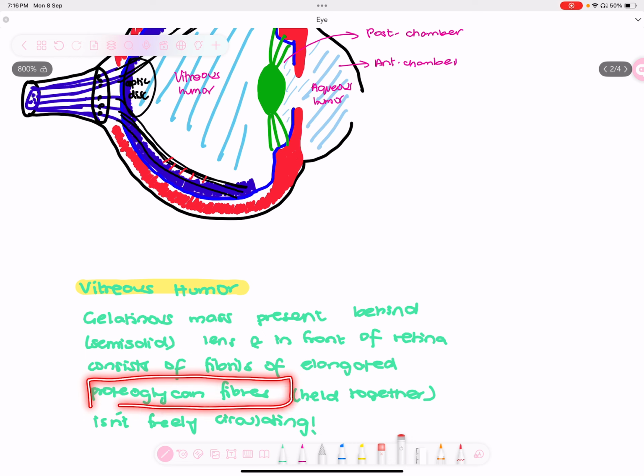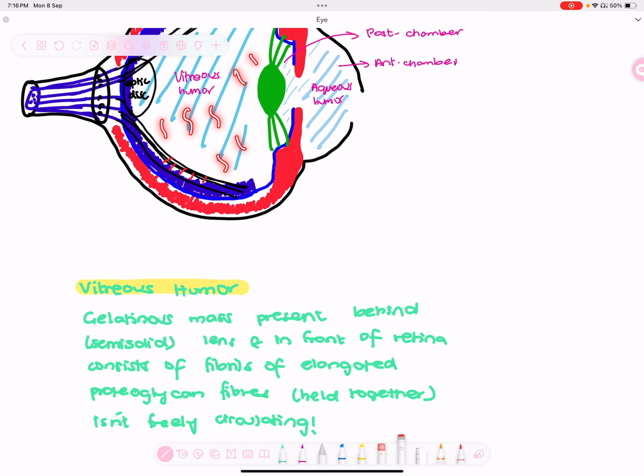This is super important that you should know. Vitreous humor consists of proteoglycan fibers. So there are numerous proteoglycan fibers in the vitreous humor. Keep that in mind. What does this do? This basically holds the entire substance together. And another very important thing, as I've already mentioned, is that vitreous humor doesn't circulate around. It remains where it is. Aqueous humor, on the other hand, has a tendency to circulate, right?